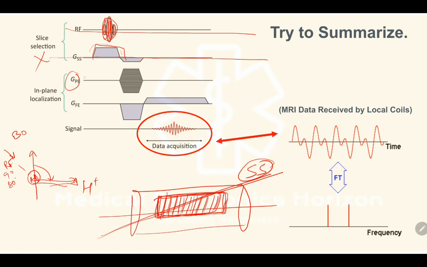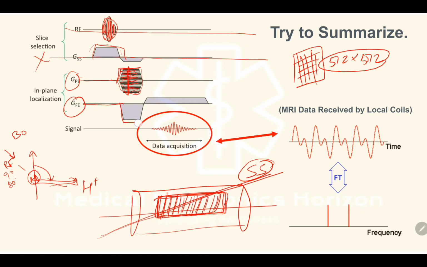And then another gradient is the phase encoding gradient. You see the repetition, these are multiple steps. If the slice matrix is 512 by 512, the same 512 phase encoding gradients will take place. And then there is the frequency encoding gradient. First the slice selection gradient will be applied, then the Y gradient, the phase encoding gradient, then the frequency encoding gradient. This is the readout, this is the signal. When you apply this gradient, you take the signal.